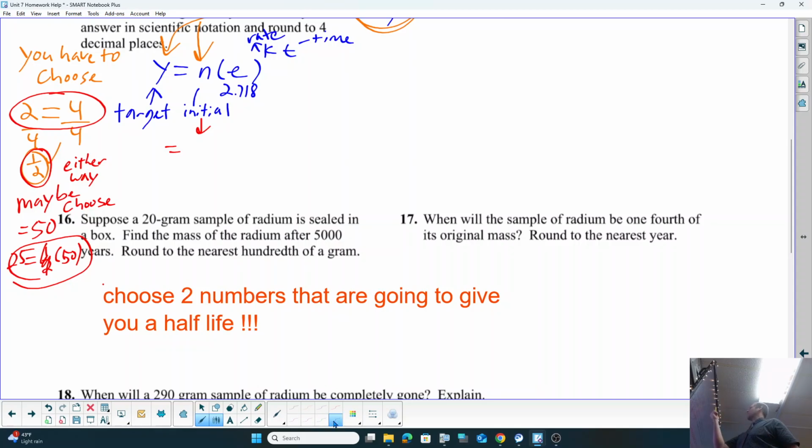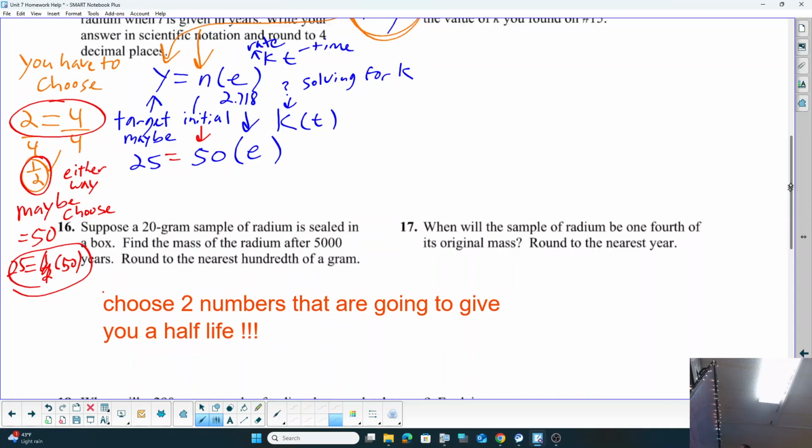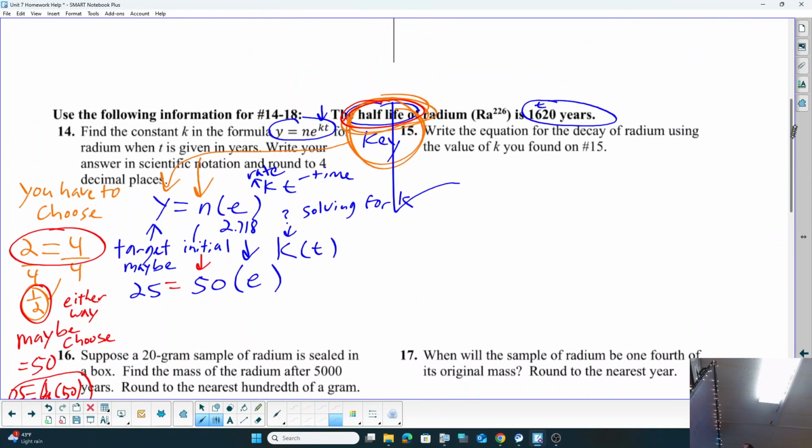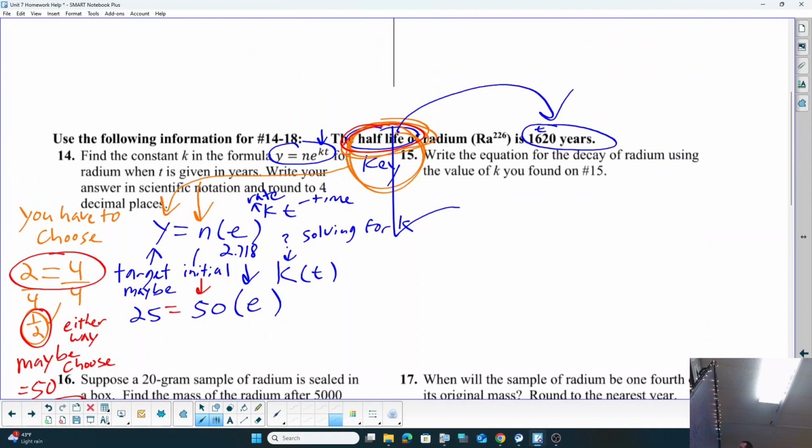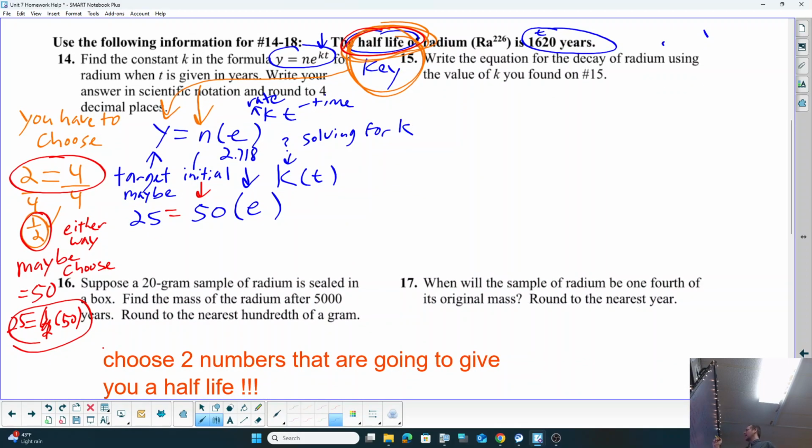I'll choose maybe 25 and 50, for example. You can choose 20 and 40, whatever you choose. Okay, so then you have your e. Next, your k, we don't know. We're solving for k. And then the time, they give us the time. The time they tell us is the half-life, 1620. So 1620 is our half-life, and we're going to erase that and plug in 1620. So 1,620 years.